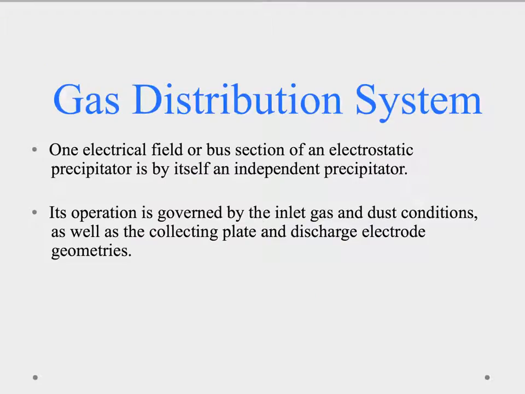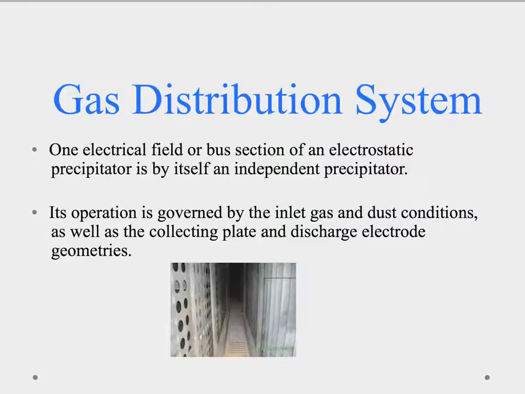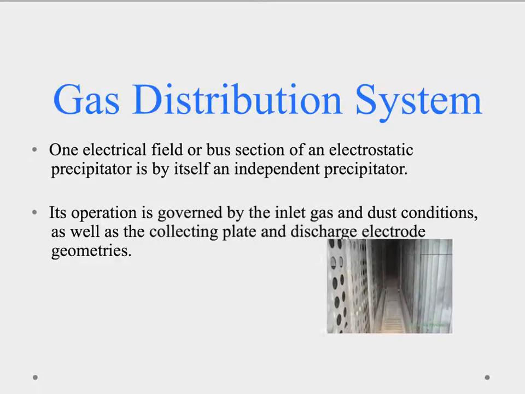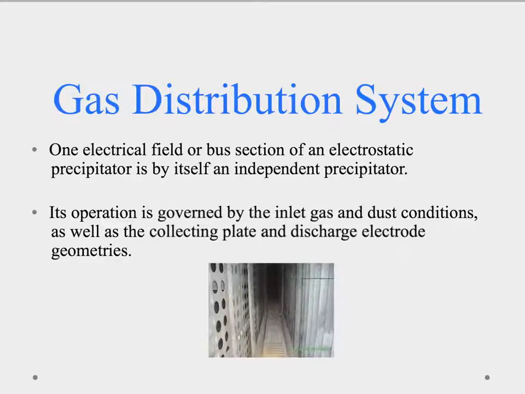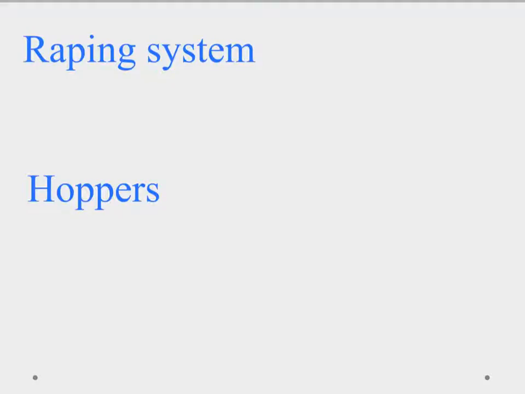The next one, I will be talking about the gas distribution system. In the gas distribution system, one electrical field or bus section of an electrostatic precipitator is by itself an independent precipitator. Its operation is also governed by the inlet gas and dust conditions, as well as the collecting plate and discharge electrode geometries. The next one will be the wrapping systems.